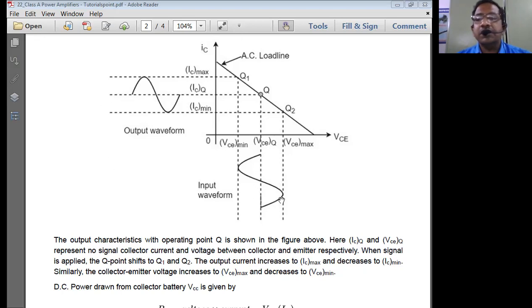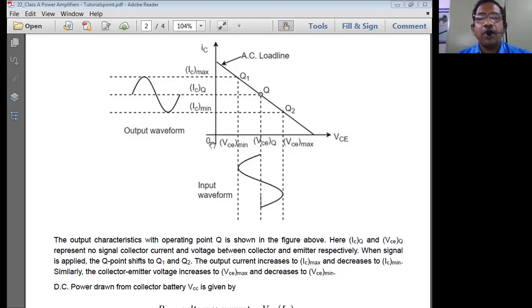Apart from that, everything is the same, because the firing angle for class A is 360 degrees, and the firing angle for the CE amplifier is also 360 degrees. Whereas the class A power amplifier can be called a large signal amplifier, and the CE amplifier a small signal amplifier circuit. So we discussed this class A power amplifier, where we got this graph. Now, to what level can we extend this?